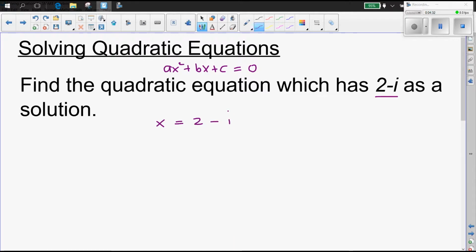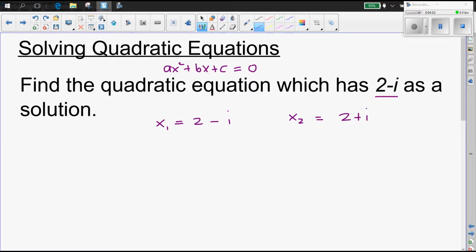And having a look, we see that this is a complex number, so we know that the second root, which I'm going to call x2, will be the complex conjugate of 2 minus i, which is 2 plus i. So I have the solutions to the quadratic equation. I use these solutions now to find the equation.